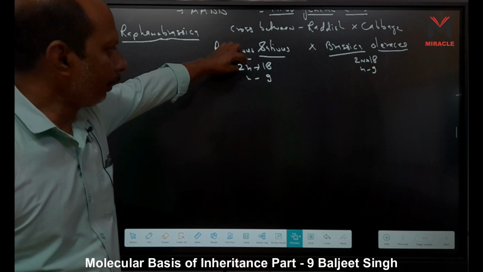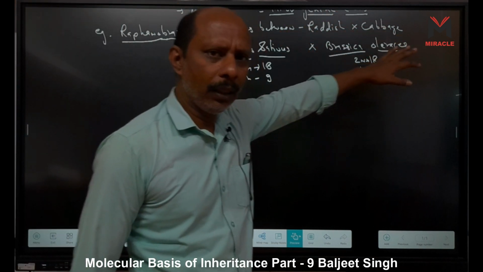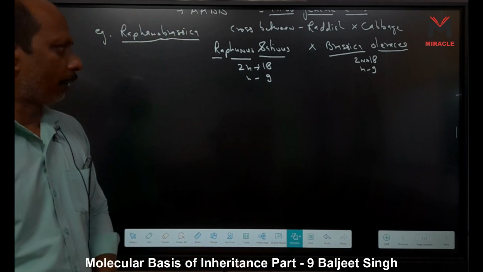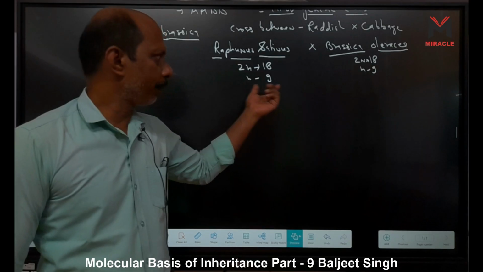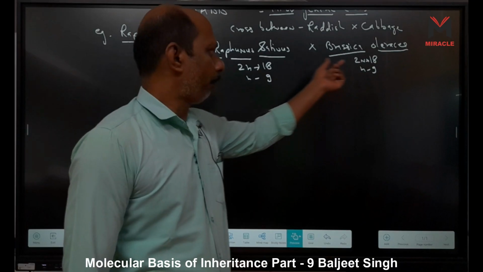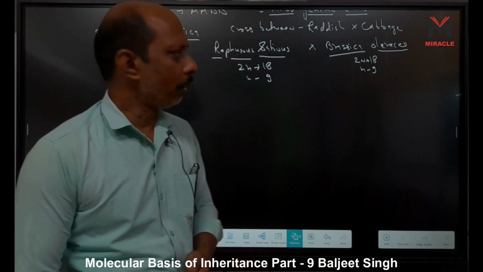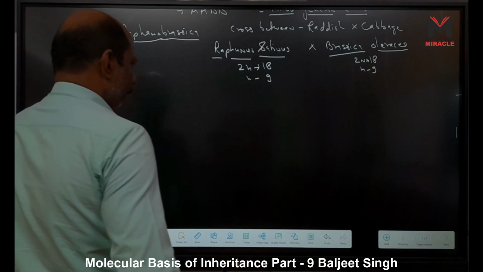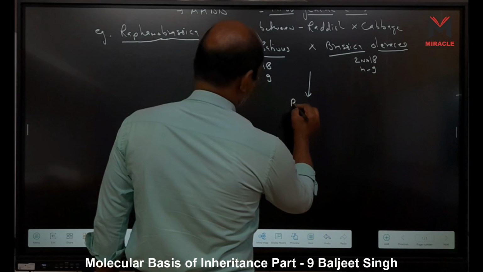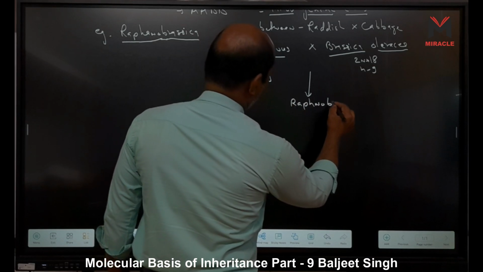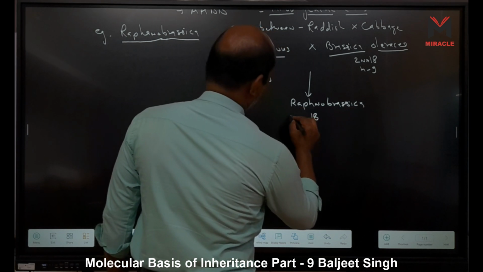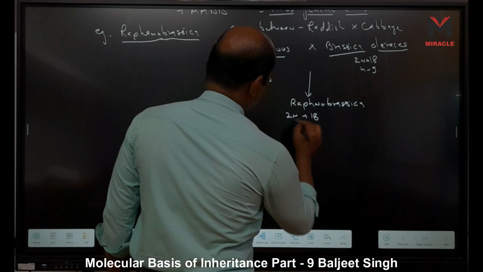You can see here 2n means 18, here also 2n means 18. When a gamete is formed, in the gamete we know very well haploid number of chromosomes are there. So haploid number of chromosomes means only n, here only n. That means when they cross with each other, n plus n, they become 2n. In this case we understand that the new variety which we obtained is Raphanobrassica, which has 18 chromosomes. That means 2n is 18 chromosomes.